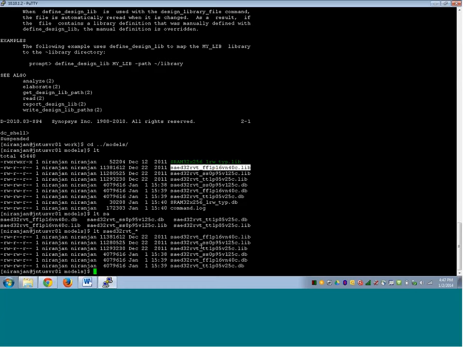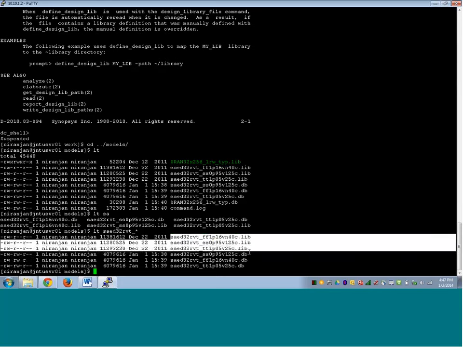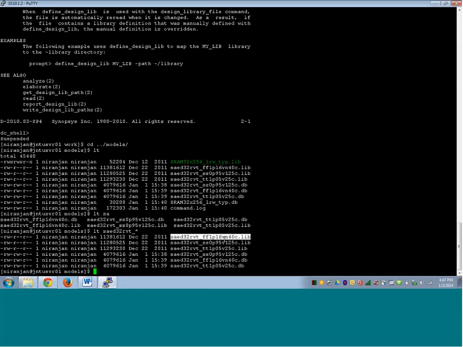If you notice, it has three .lib files and three .db files. The .lib file is a text readable format. Each of these corresponds to one particular operating condition. FF1C16V-40 means this belongs to a fast corner. Fast means fast NMOS, fast PMOS. 1.16 volts is the voltage, and minus 40 C is the temperature, N is for negative. So this is the fast corner, or the best case corner. This is the slow corner, SS means slow, 0.95 volt. So again you see that there are two extremes here, lowest voltage to highest voltage.